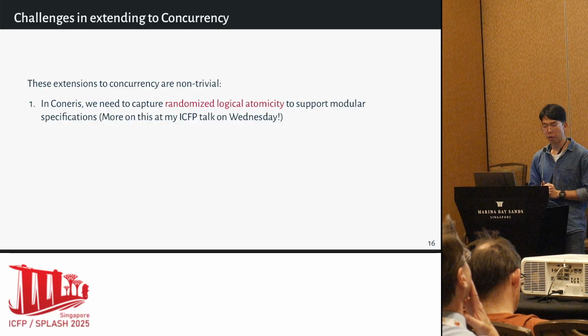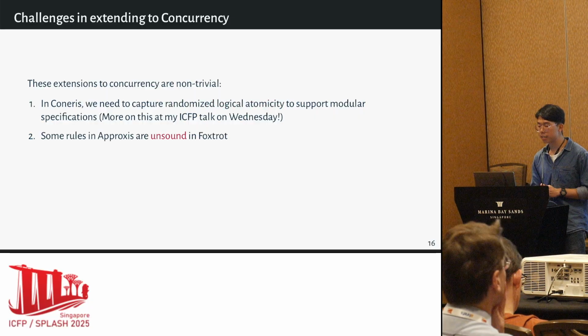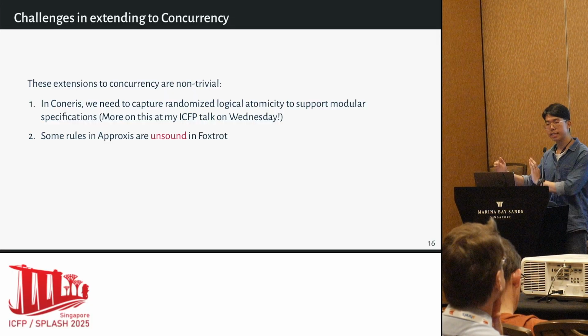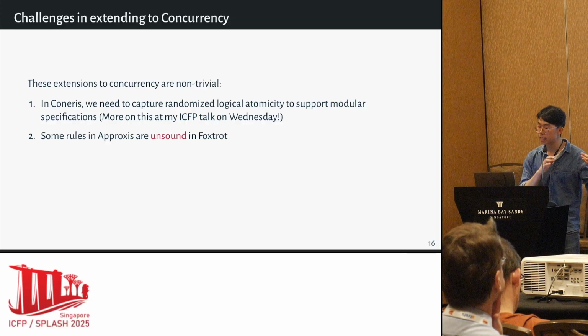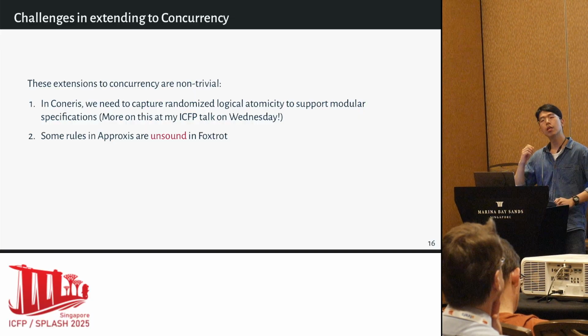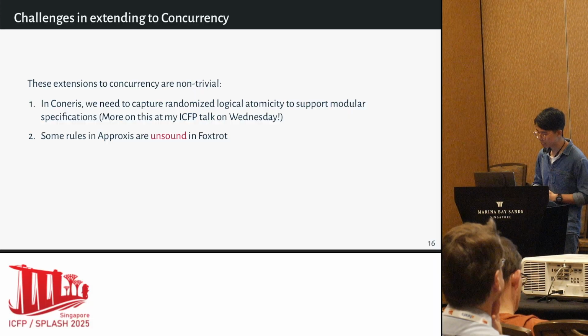In the relational case, it's even more complicated because certain rules that are sound in the sequential case suddenly are unsound and are not directly translatable to the concurrent case. In particular, in Approxis, we use something called pre-sampling tapes to reason about complex distributions. And some of the rules that we write for pre-sampling tapes are actually unsound in Foxtrot, in particular the ones where you have to pre-sample on the right-hand side.